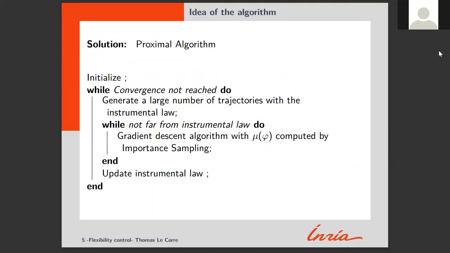So to handle that, we will use a proximal algorithm. It's just the global idea, but the idea is that we will update the instrumental law at some point where we are too far from the instrumental law. And also we will penalize during the gradient descent algorithm not to get too far from this instrumental law.